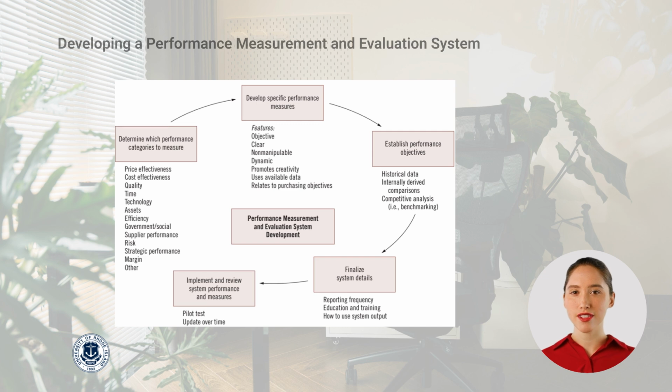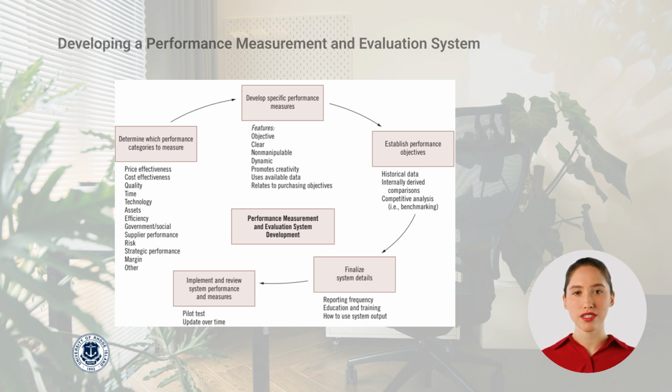Selecting the right categories ensures the measurement system captures the most important aspects of supply chain performance. Once the categories are identified, the next step is to develop specific performance measures. Effective measures should be objective, clear, and difficult to manipulate. They should also be dynamic, meaning they can adapt to changing business conditions, and practical, using data that is already available when possible. Most importantly, these measures should directly relate to purchasing and supply management objectives.